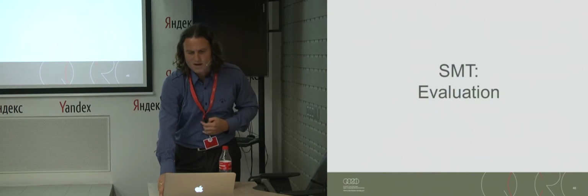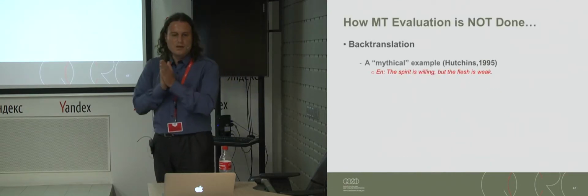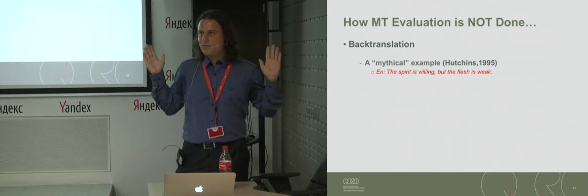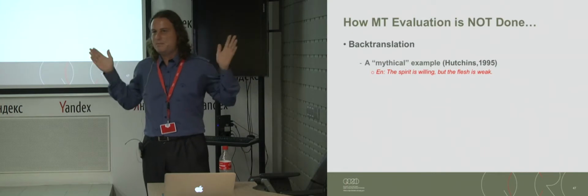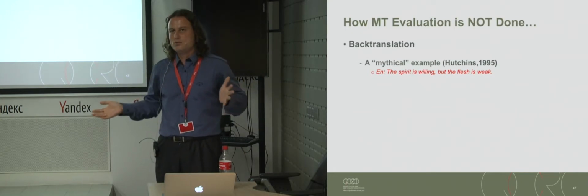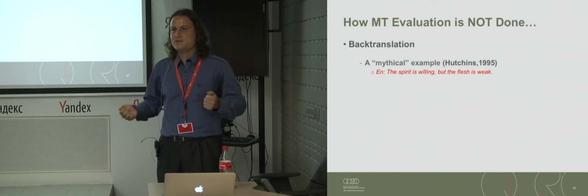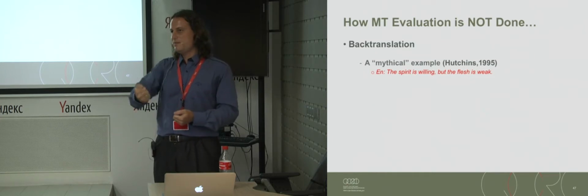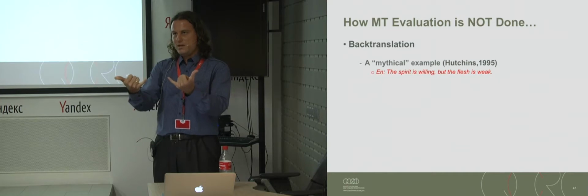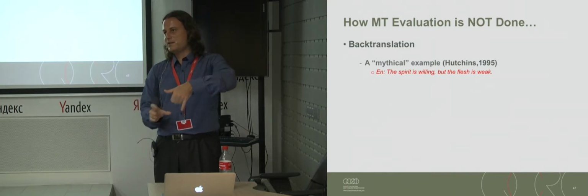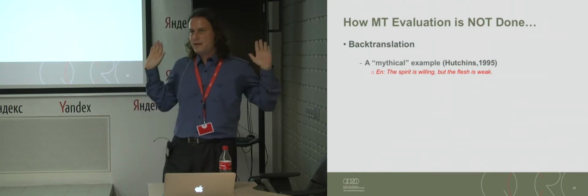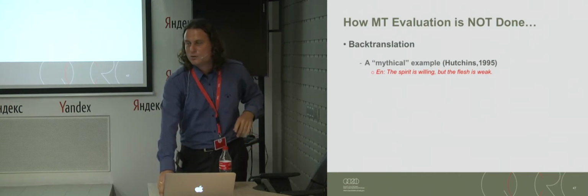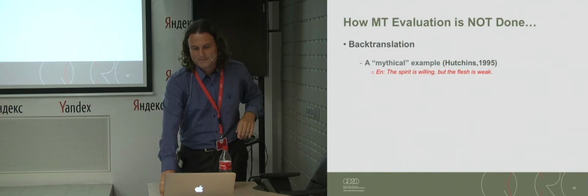Okay, so how do you evaluate machine translation? Many people believe that a good way to evaluate a machine translation system is, okay, I take a sentence in English, I translate it to Russian, then I translate it back to English, and I can compare the two, and I see how far I have departed from the original English. Sounds reasonable, and there are anecdotes about that. This is not true, but there are jokes about this.